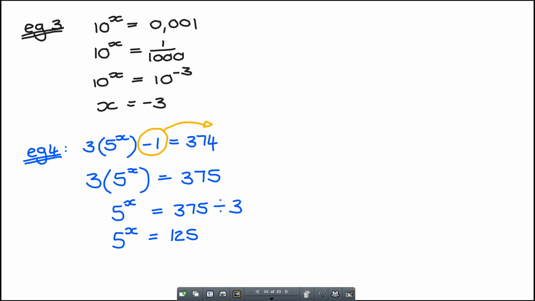Now, next I can work with my exponents. But what do you guys see? I can get my bases the same, no? Because 125 is the same as 5 to the power 3. So 5 to the power of x is equal to 5 to the power of 3. And now you'll see bases are both 5. So I can say x is equal to 3.